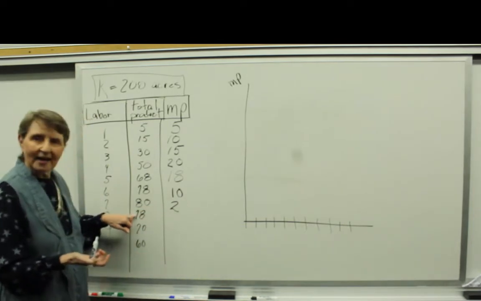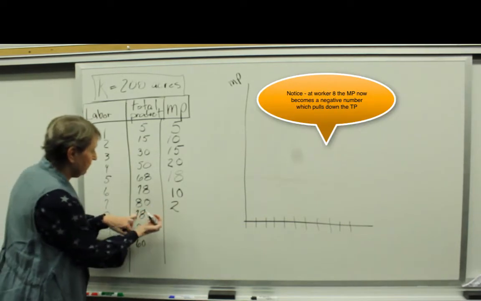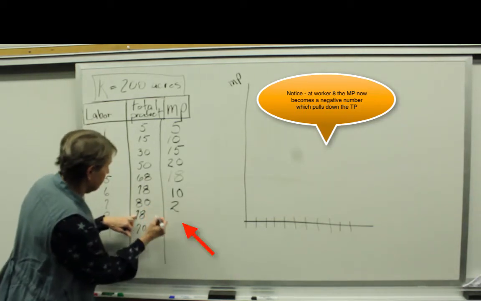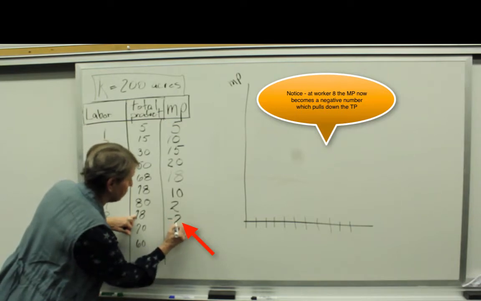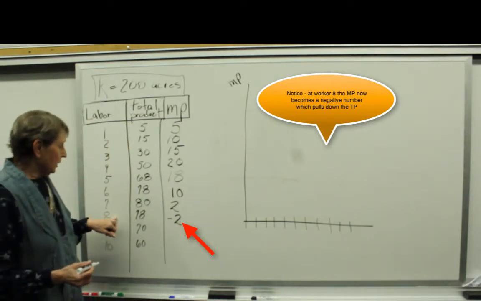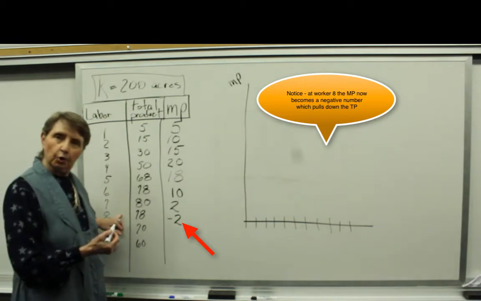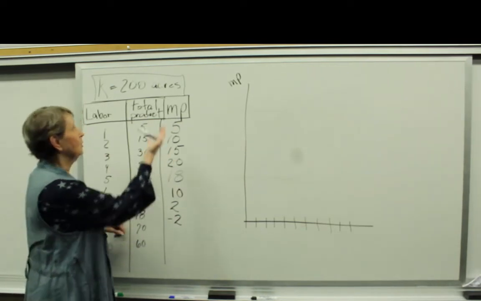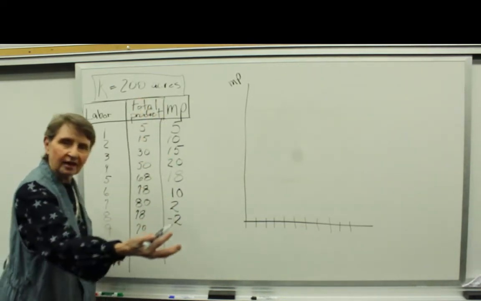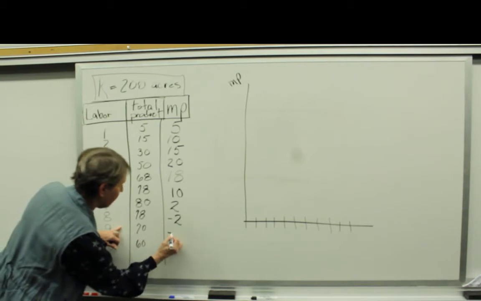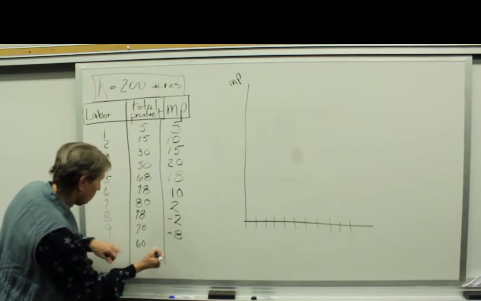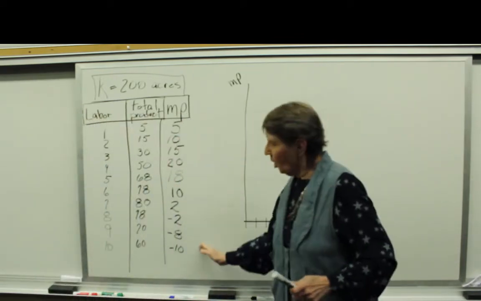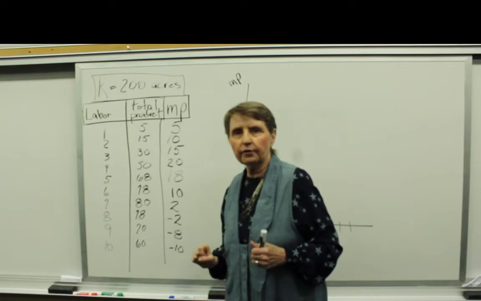It's worker number 8, when we add worker number 8, that we actually lose bales of cotton. In fact, the marginal productivity of worker number 8 is -2. This isn't to cast aspersions on worker number 8. It's to say that that's too many inputs to my 200 acres. And if we continue to add workers, here we have -8, and here we have -10. This is the marginal productivity of these individual workers.